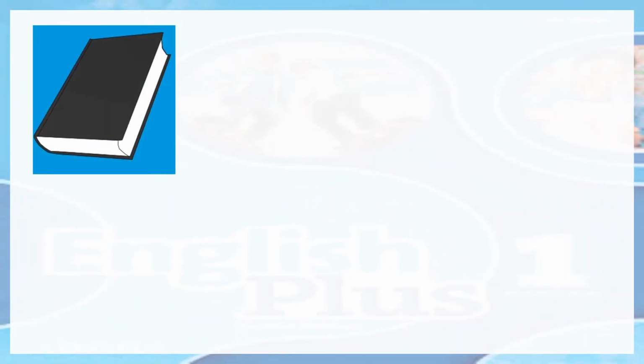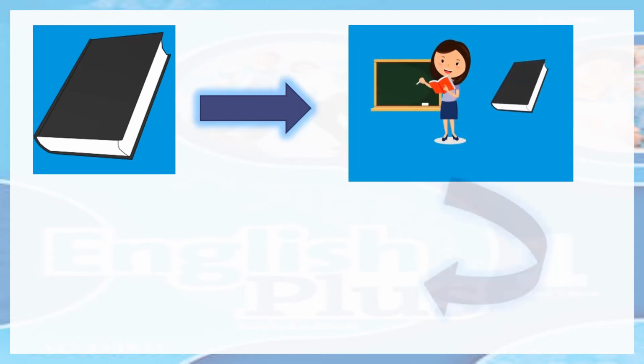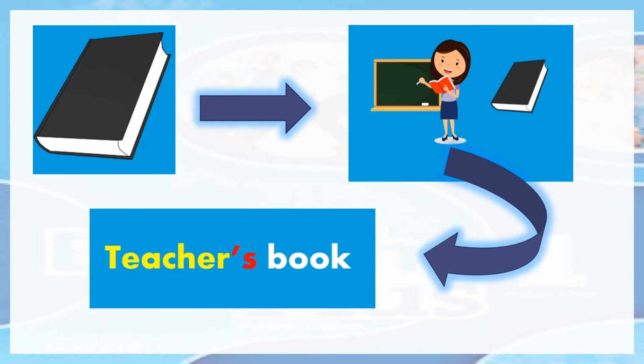Okay, so imagine there's a book. The book belongs to the teacher. So when we want to write it, we write it as teacher's book. Look at the yellow color. Yellow color refers to the teacher, and the apostrophe S there means it belongs to the teacher. For a singular subject, the apostrophe comes before the S.